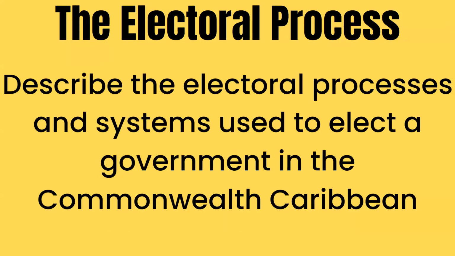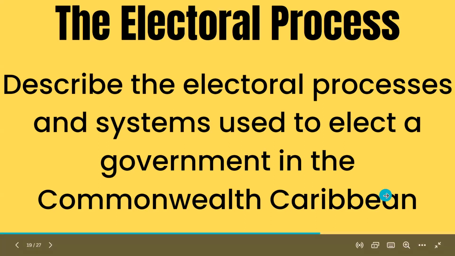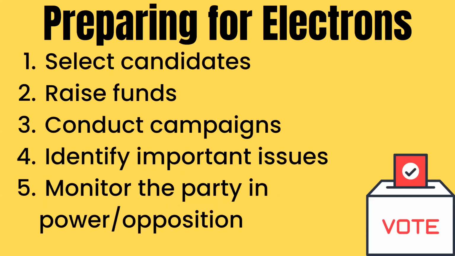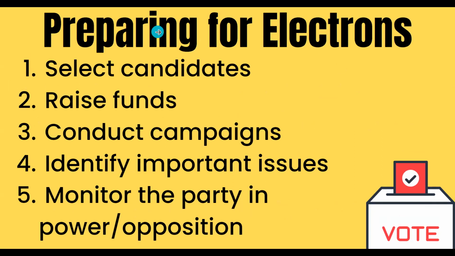So in this part of the lesson, we're going to be describing the electoral processes and systems used to elect a government in the Commonwealth Caribbean. How do we elect a government in the Commonwealth Caribbean? Now, we usually elect our government by elections. Elections involve different things that we do. First, you have to select your candidates. You have to know who is going for office.